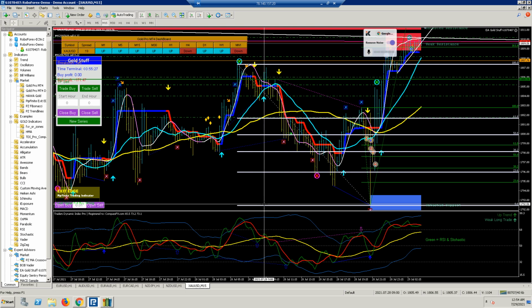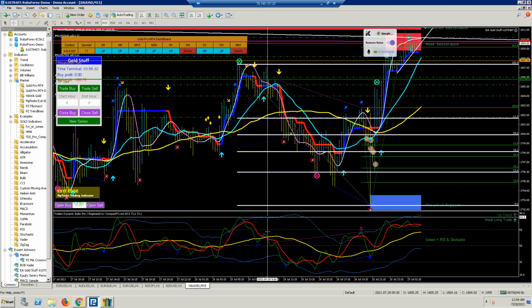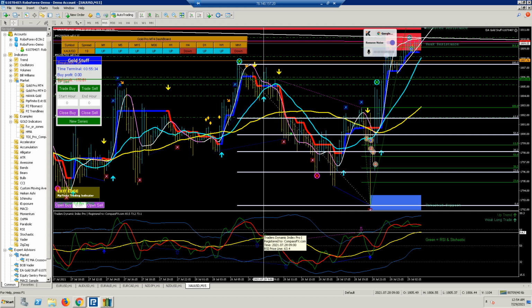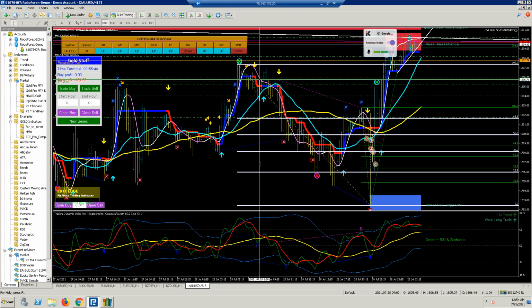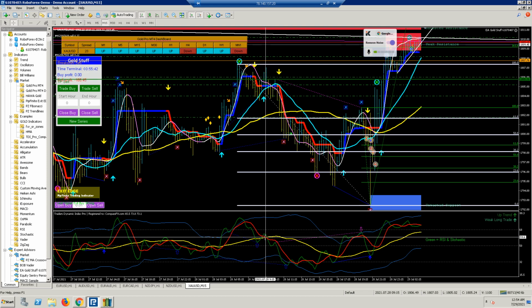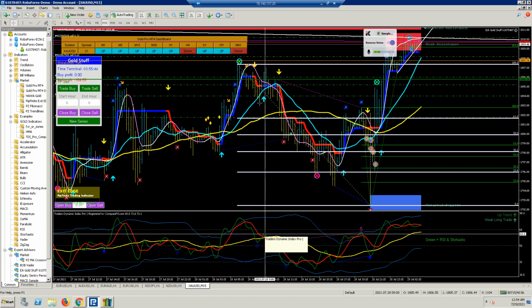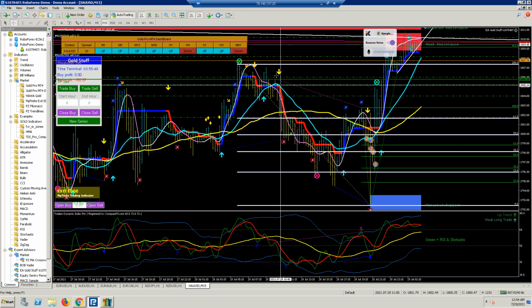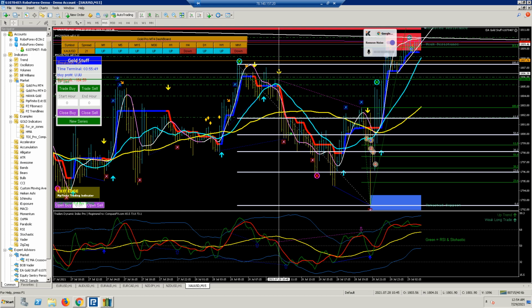Let me see. Yeah, this one would not have gone in because on the TDI and the HMA we don't have a buy signal, so that would not have kicked in. See, we don't have a buy on the HMA, and we don't have a crossing above the 50, so that would not have worked. It wouldn't have taken the trade anyways.